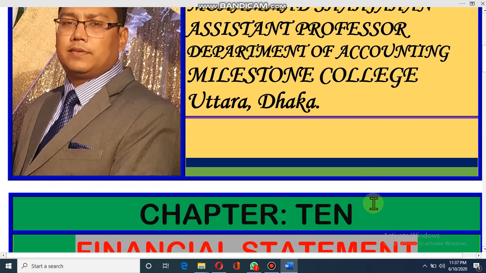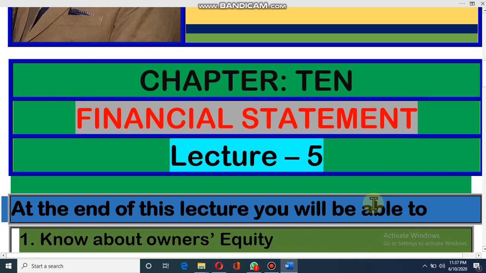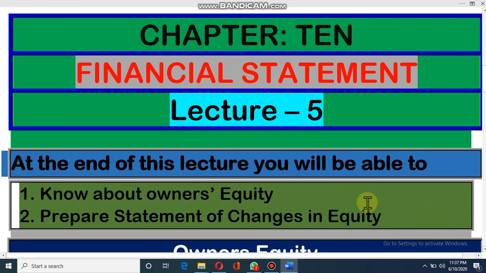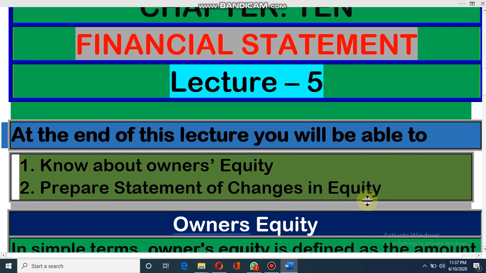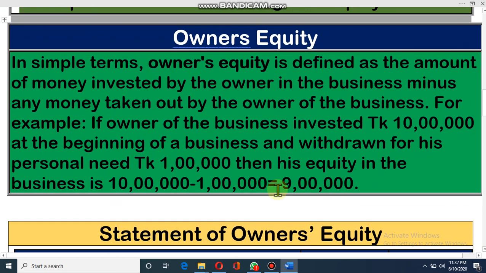Dear student, today we will discuss chapter 10, and you know that this is financial statement. Dear student, this is our lecture 5 on this chapter. Dear student, at the end of this lecture, you will be able to know about owner's equity. You can prepare a statement of changes in equity. Dear student, let's come to our class.